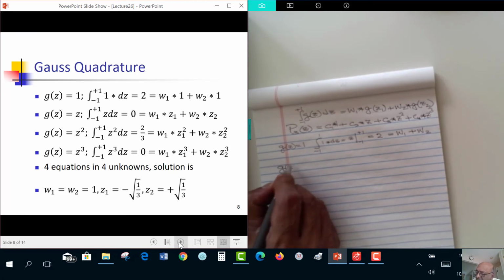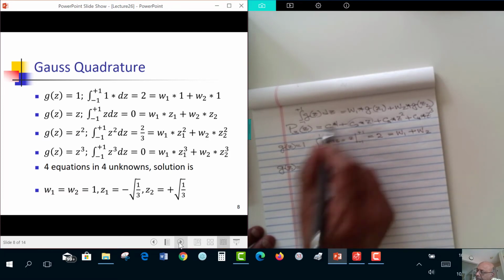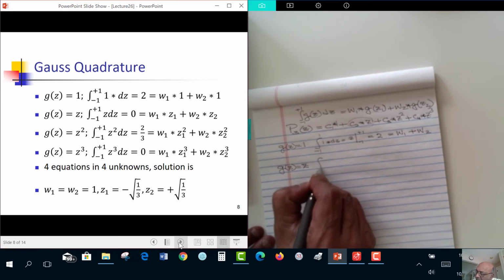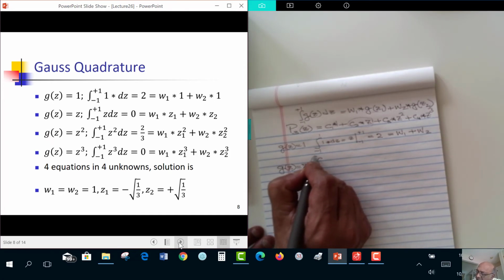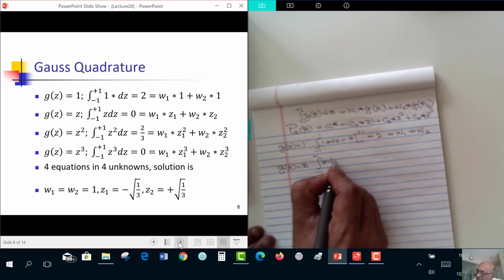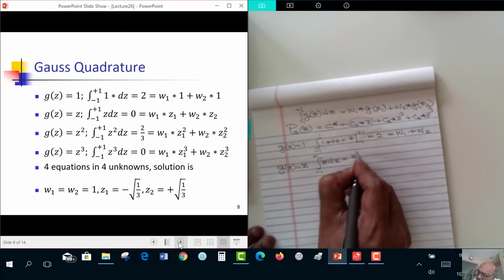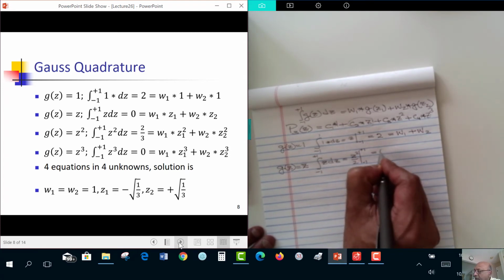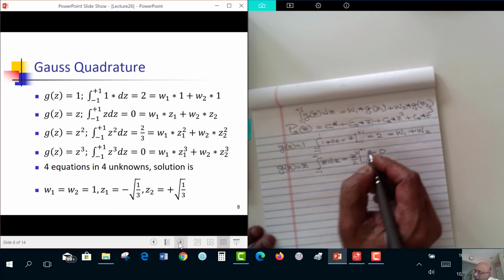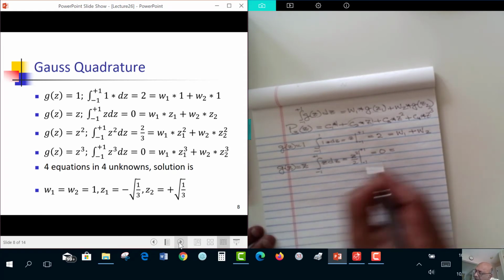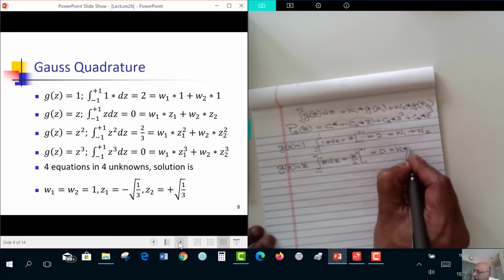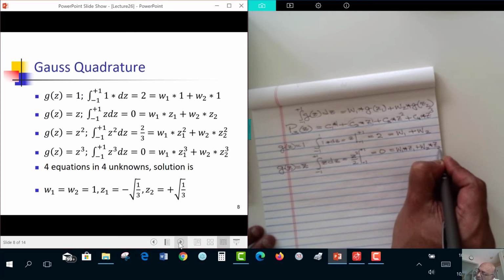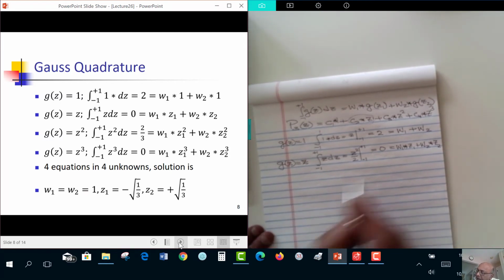Next, let's consider the second term. So whatever c2 is, we don't care. The integral of z will be like this. So we'll do z square over 2 from minus 1 to plus 1. This will come out to be 0. Now our function is z, so our integral would be like that. That's our second equation.